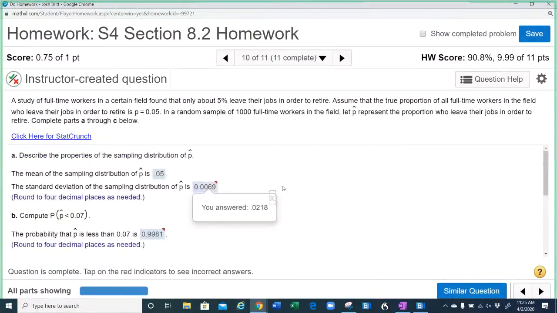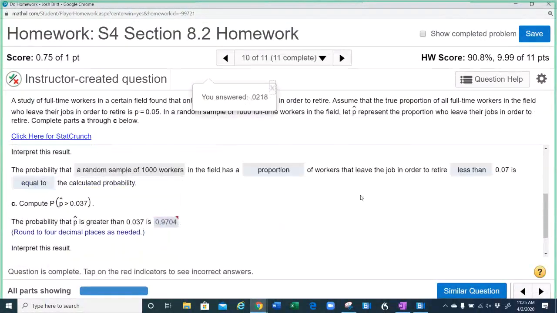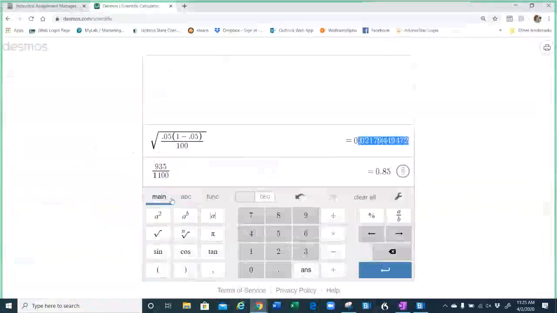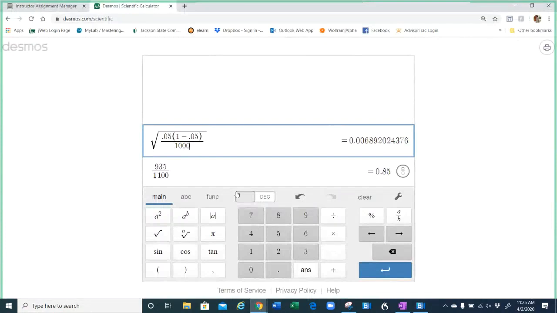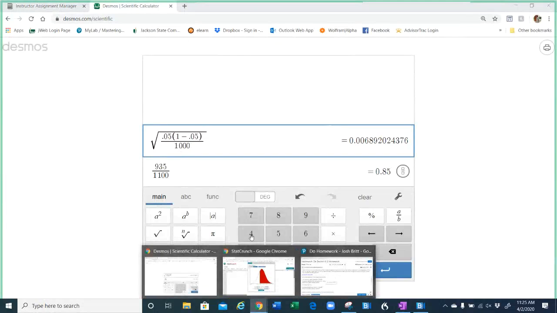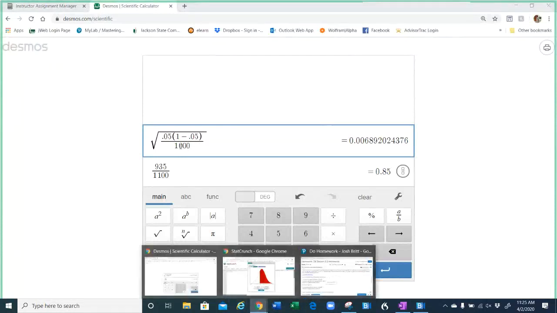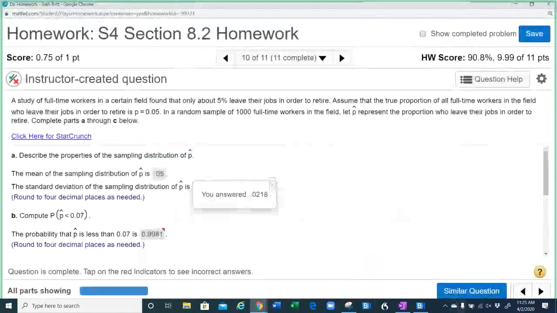Let's see. Did we do this standard deviation correctly? 0.05 and 1000. Let's double check that. Oh, that's what it was. That changes the standard deviation. I left off, instead of 100 here, I put 1000. So let's do another question here. It was 100 and not 1000. So let's go back up here and do a quick similar question.